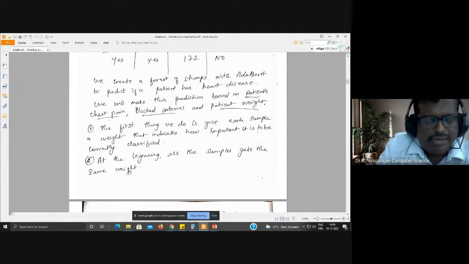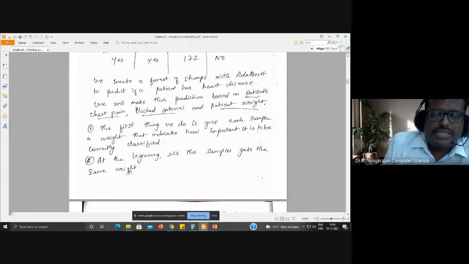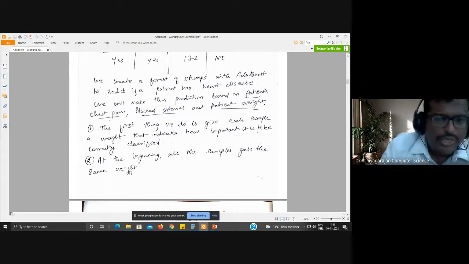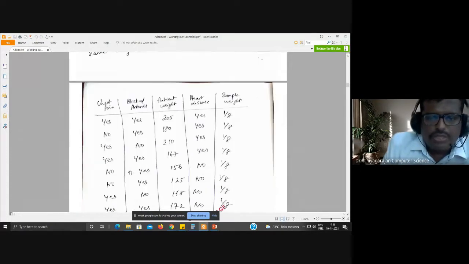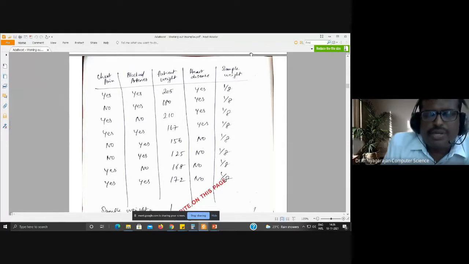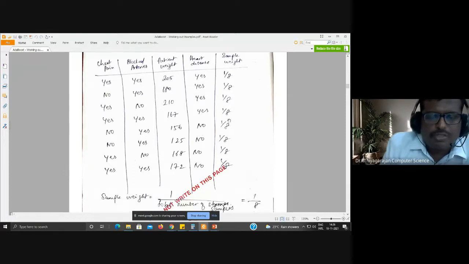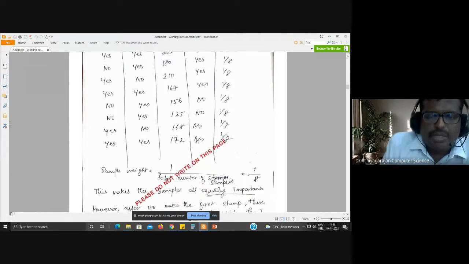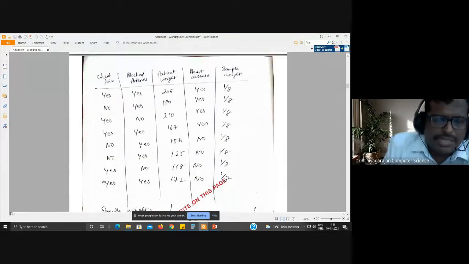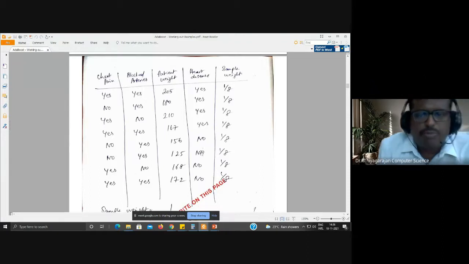Now we are going to assign a weight to the data set. Since it is the starting stage, we assign equal weight to each and every row. How many rows are there in the data set? There are 8 rows. Since this is the beginning of the construction of AdaBoost, we assign equal weight to all rows: 1 by 8. The sample weight is 1 divided by the total number of samples. Here the sample size is 8, so it is 1 by 8. I am assigning a sample weight to each of the rows.